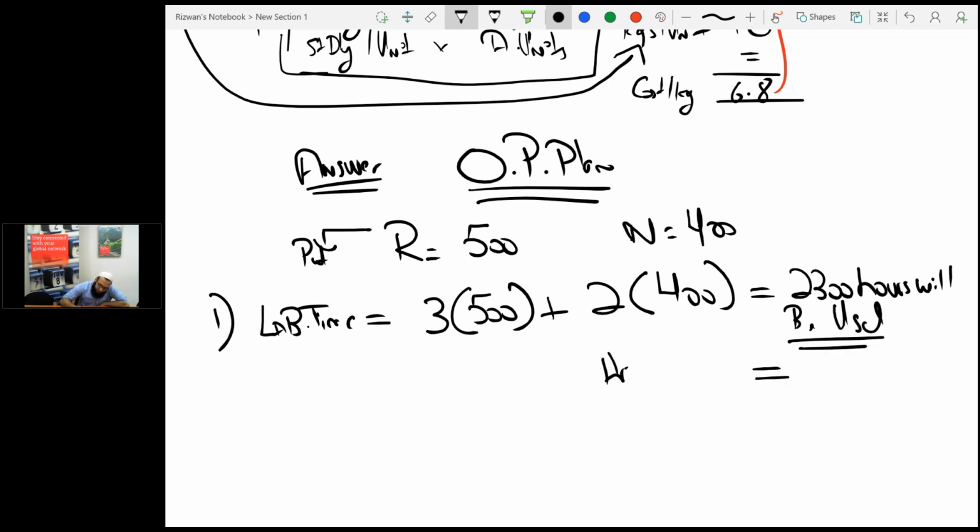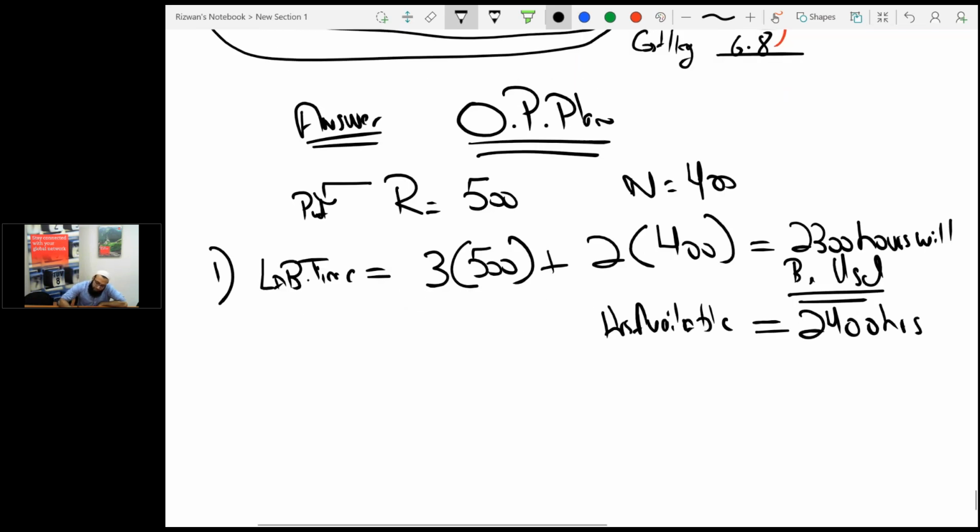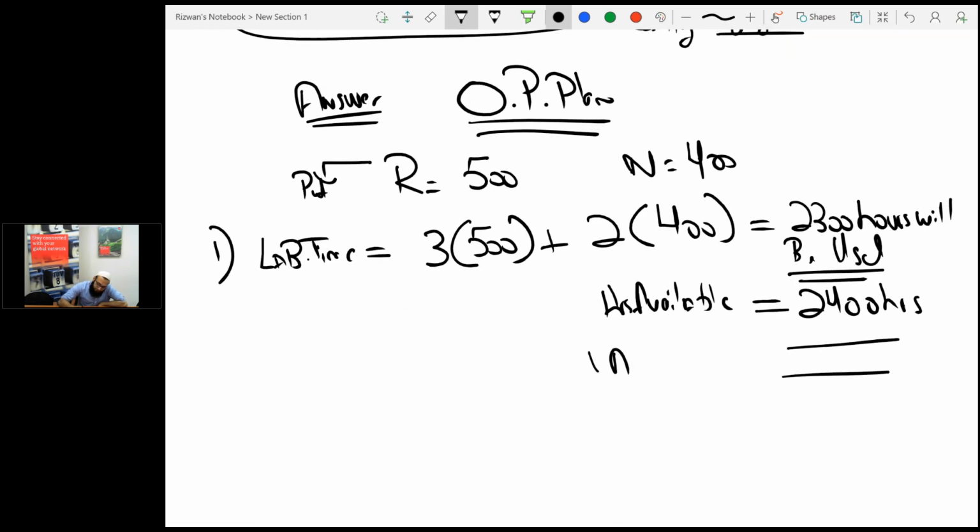So how many hours are available? The question says hours available are 2400. So how many hours are unused? 100 hours are unused. What is this? This is slack. When there is underutilization of a resource, my management accountants, remember, this is slack.